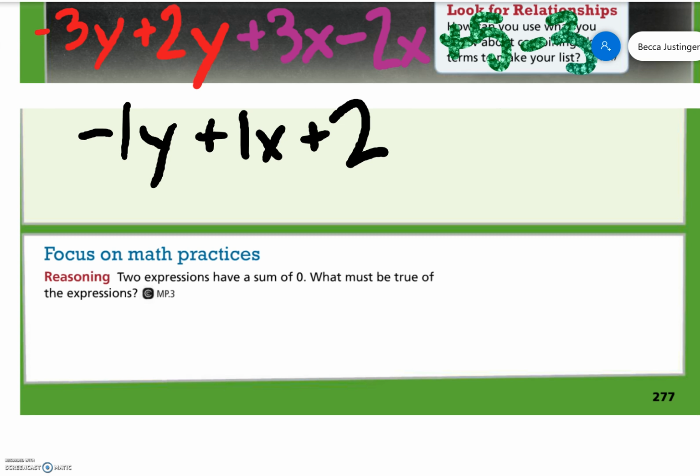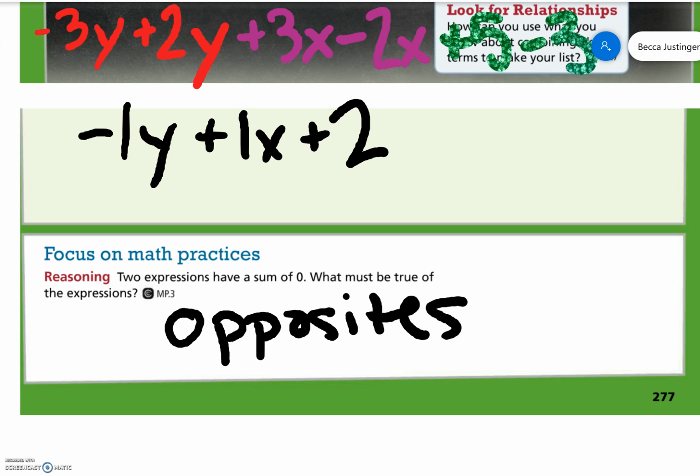Two expressions have a sum of 0. What must be true of the expressions? They must be opposites. The same numbers, but one positive and one negative.